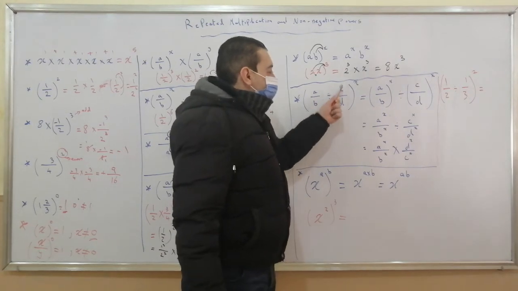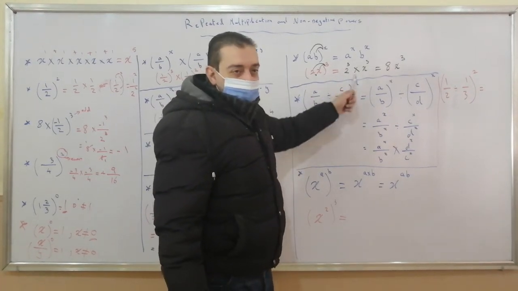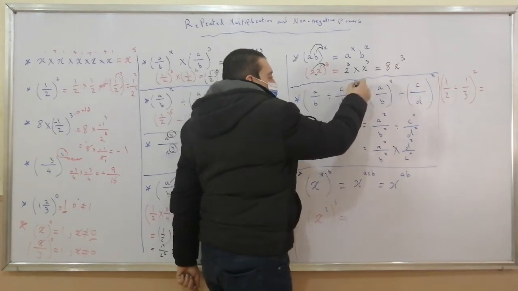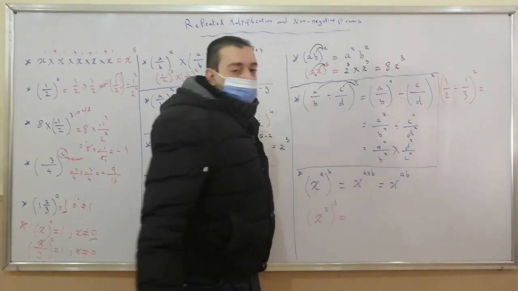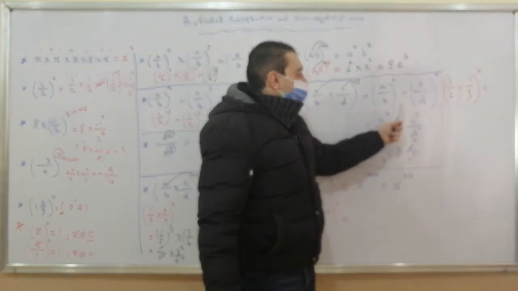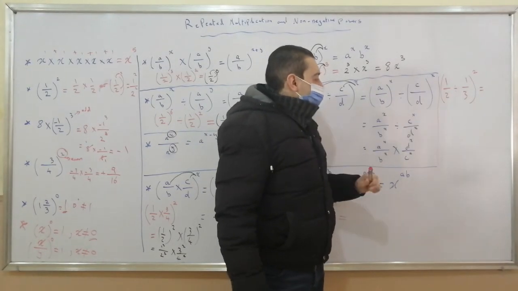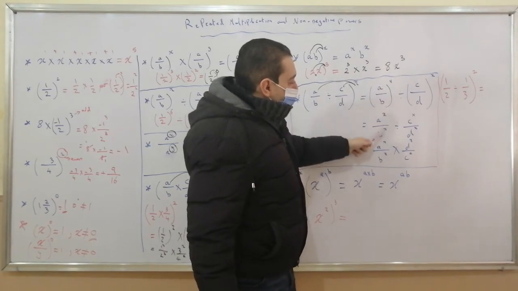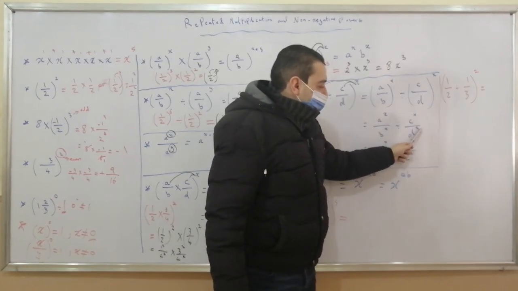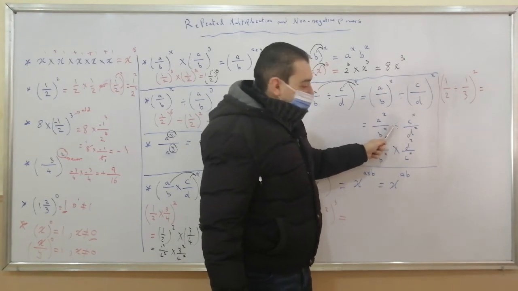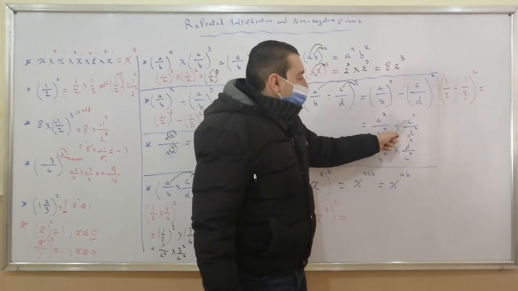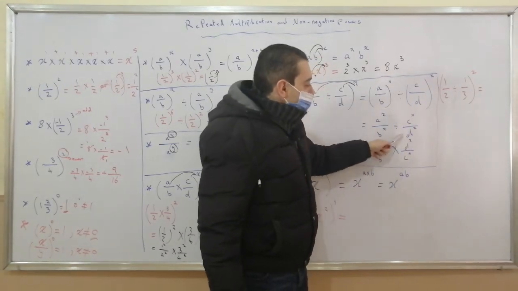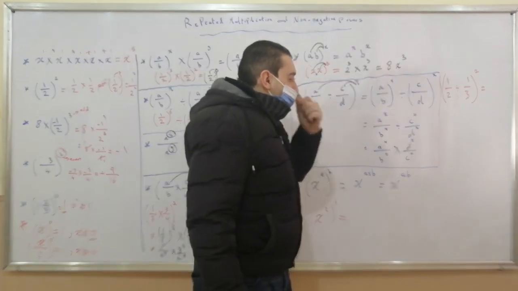A over b divided by c over d all power x. This means x will be distributed over the two factors, a over b power x divided by c over d all power x. This means a power x over b power x divided by c power x over d power x. We are going to transform the division to multiplication and find the multiplicative inverse of the divisor, which is d power x over c power x.